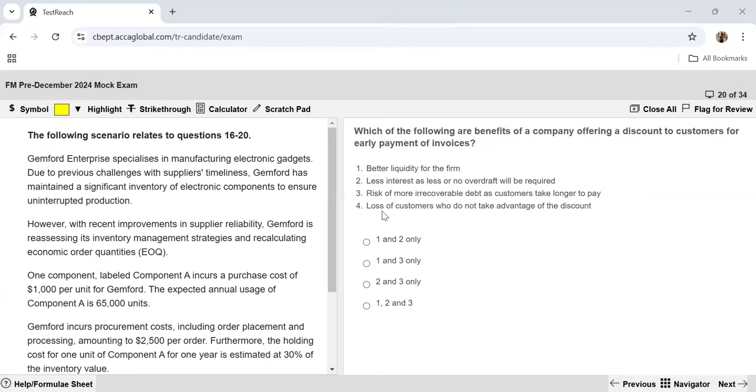Also, it does not matter whether the customers who do not want to take advantage of the discount are definitely going to go away. They will choose to pay later. Simple. So, this is how the third and fourth statements will be eliminated, and 1 and 2 is our answer.